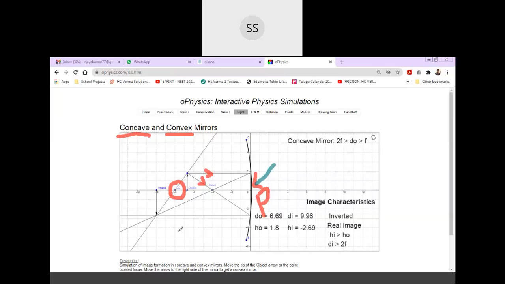It is given that 2 into focal length is equal to the principal axis between the center of curvature and the pole.